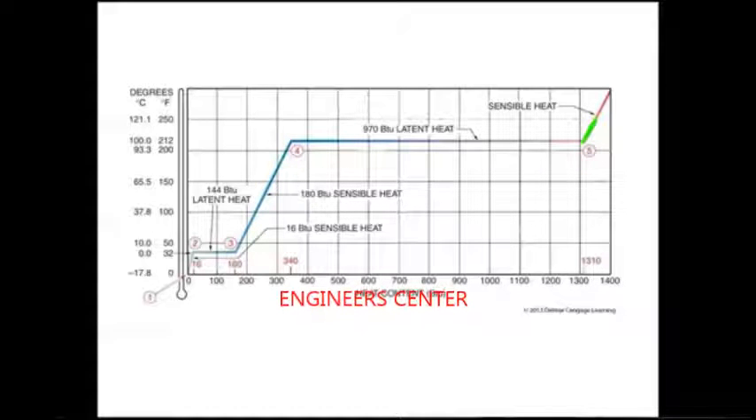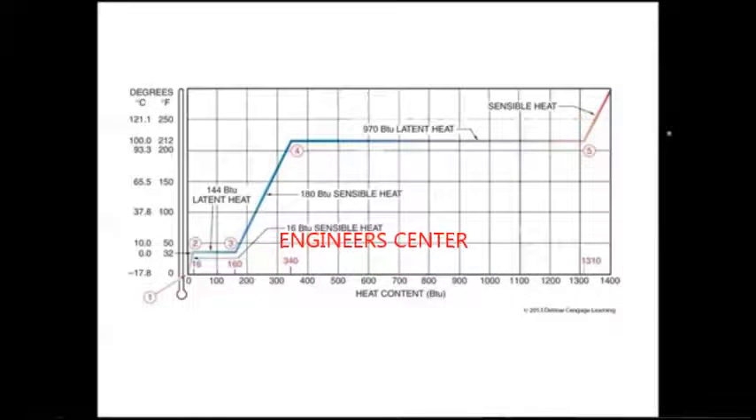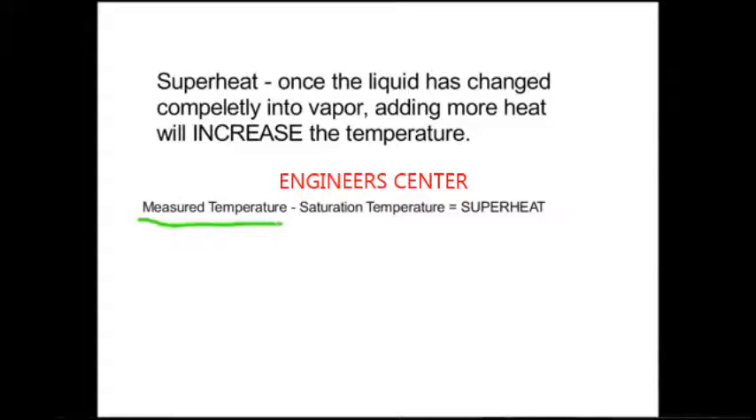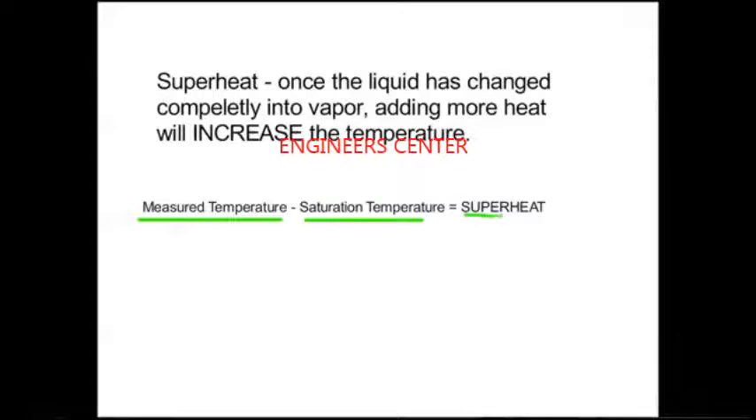So when you think about superheat, it is heat that is added above the saturation point after it turns into 100% vapor, whether it be water or refrigerant. So if you measure the temperature of your refrigerant or water, and you subtract the saturation temperature from it, what is remaining is the superheat. And this is when it's in the vapor form.